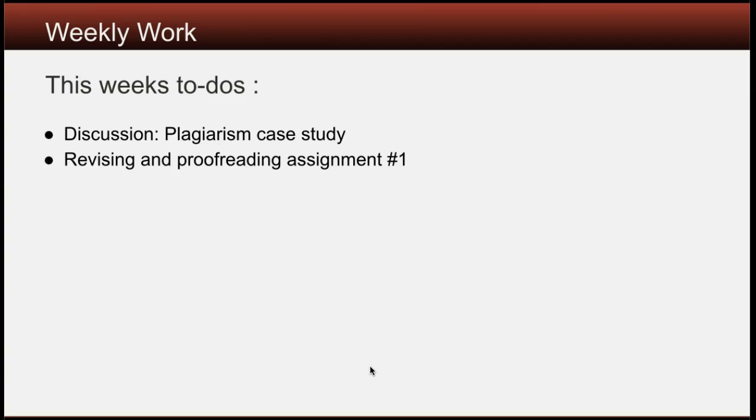So this week's to-dos is going through the plagiarism case study and the discussion, and then revising and proofreading for assignment number 1.